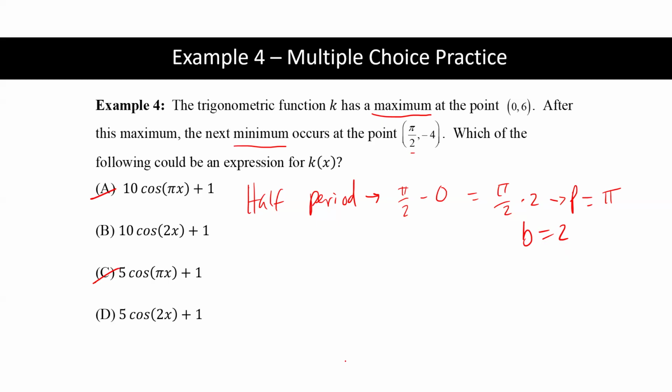Okay, right? And then your midline, how do I find my midline? The halfway point, right? The average between your max and your min. So we have 6 plus negative 4 divided by 2 is equal to pi. So then last but not least, it would have to be D. I didn't make you guess yourself. You've got to be confident in what you're doing.